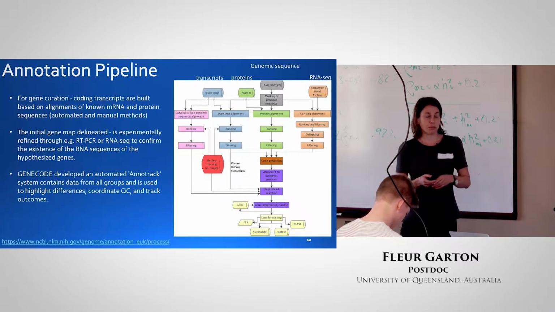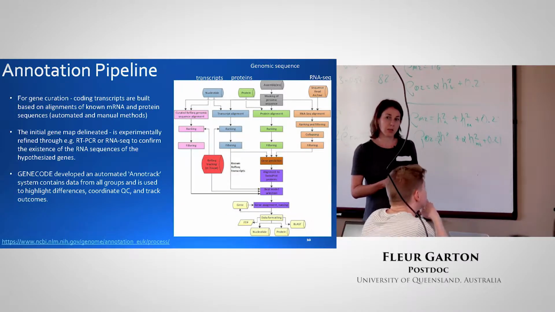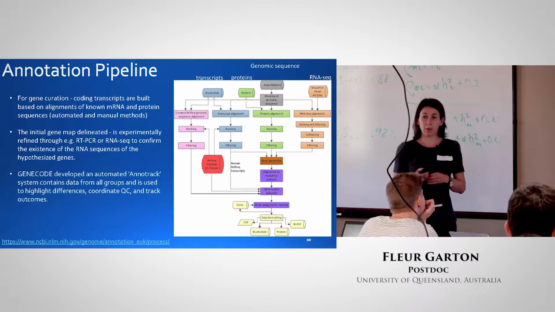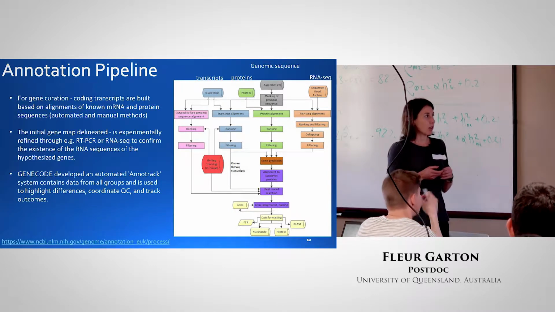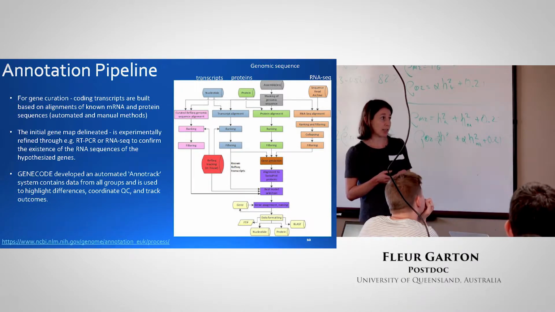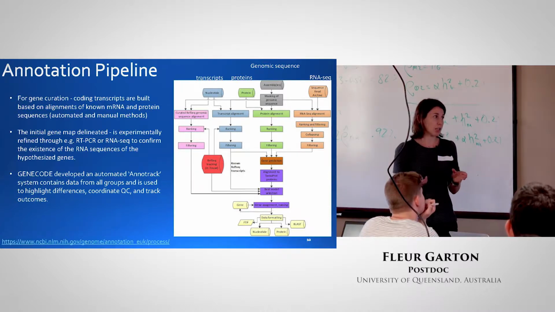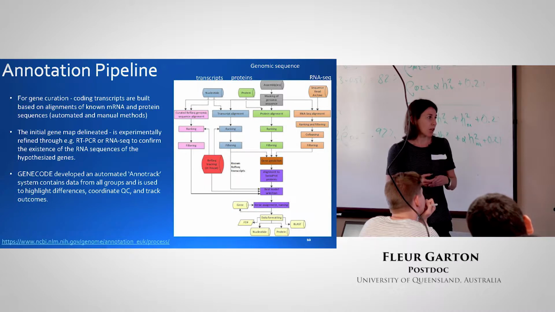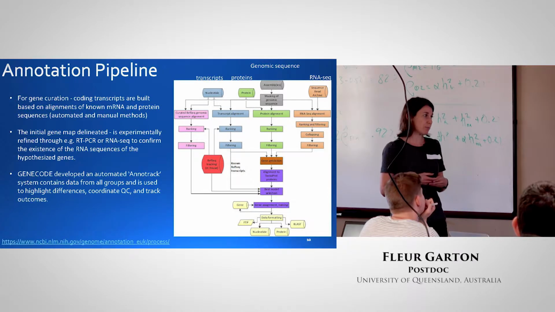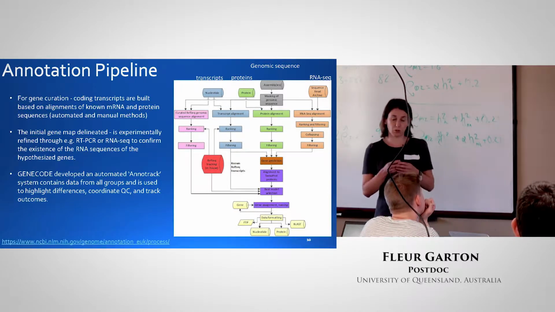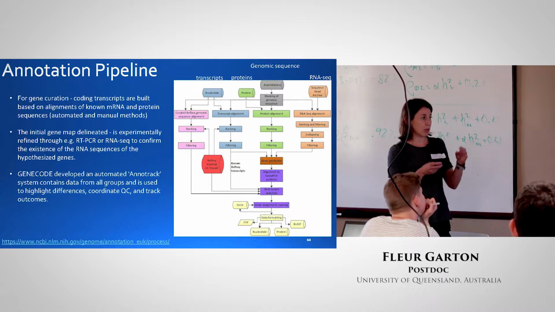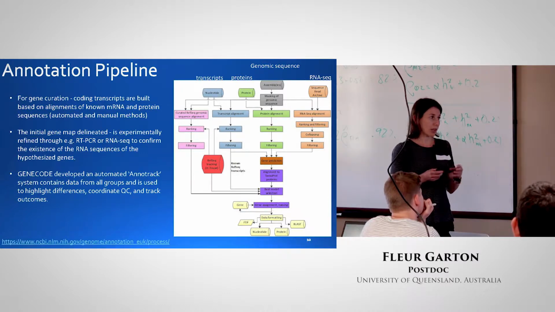In terms of annotation, it's not just done in silico based on sequences, but from both an automated and manual approach. The initial gene map is very much experimentally refined through things like real-time PCR or RNA-seq to confirm the existence of particular RNA sequences of the hypothesized genes. As an example, GENCODE has developed an automated AnnoTrack system that contains data from a lot of different groups contributing to this resource, and they've highlighted differences in the pipeline to coordinate quality control and track outcomes.